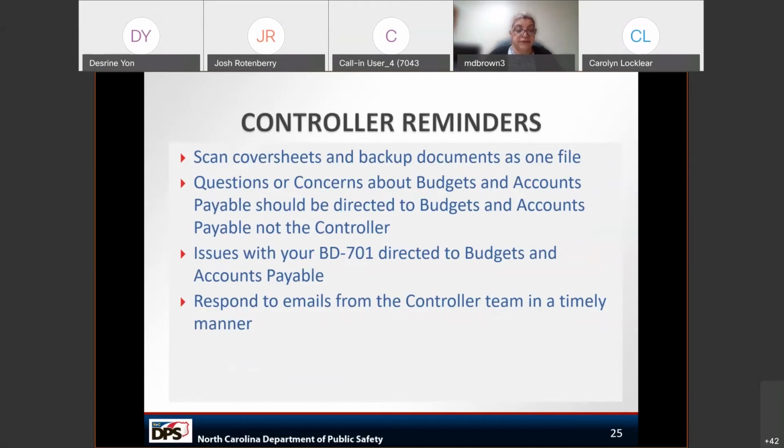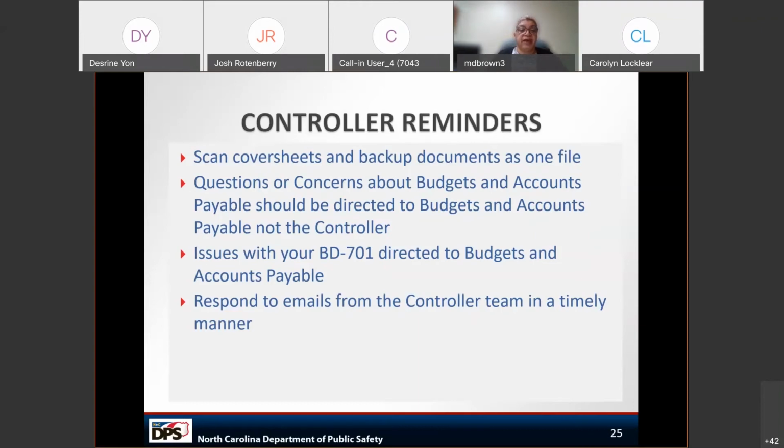As reminders for your controller, we're asking you to remember to scan your cover sheets and your backup documents as one file. So if you have cover sheets for personnel, then all of your personnel backup documentation and that cover sheet is one file. If you have supplies, the cover sheet detailing your supplies, the invoices, the proof of payment, all is one file. Any questions or concerns that you have about your budget and accounts payable should be directed to budgets and accounts payable and not the controller.